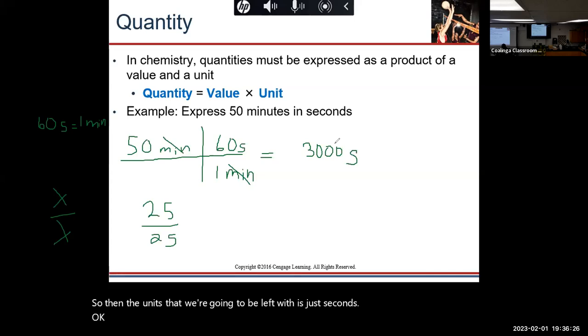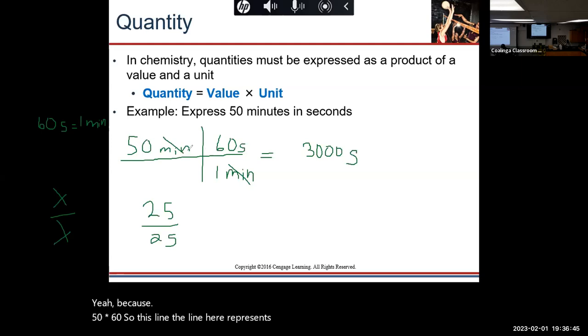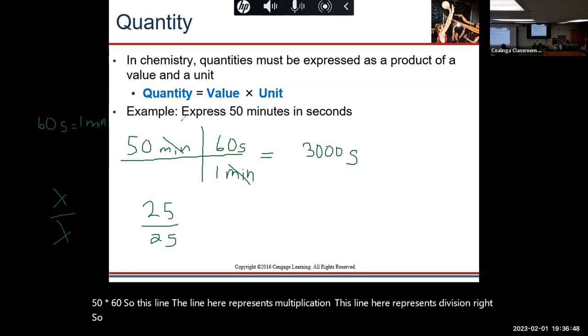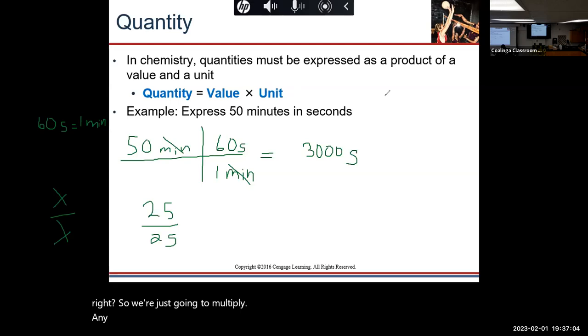Questions? No questions. How did you find 3,000? How did I find 3,000 seconds? 50 times 60. So the line here represents multiplication. This line here represents division. Okay? So we're just going to multiply. Any questions? Okay, no questions? Good.